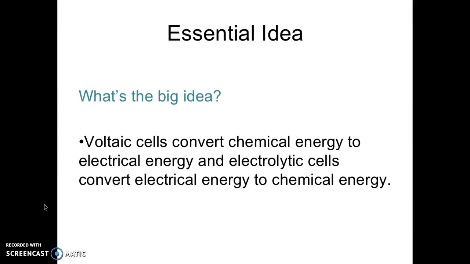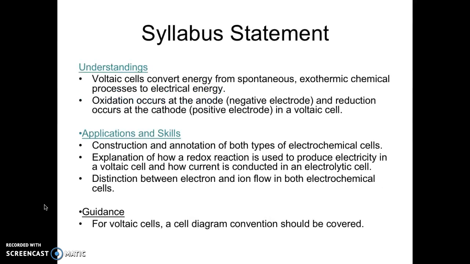Okay, voltaic cells. So the big idea here is voltaic cells convert chemical energy to electrical energy, and electrolytic cells convert electrical energy to chemical energy. For the sake of this video, we're only going to focus on the first part of that, which is the voltaic cells. To note, this is also only in spontaneous reactions. So voltaic cells convert chemical energy to electrical energy in a spontaneous reaction.